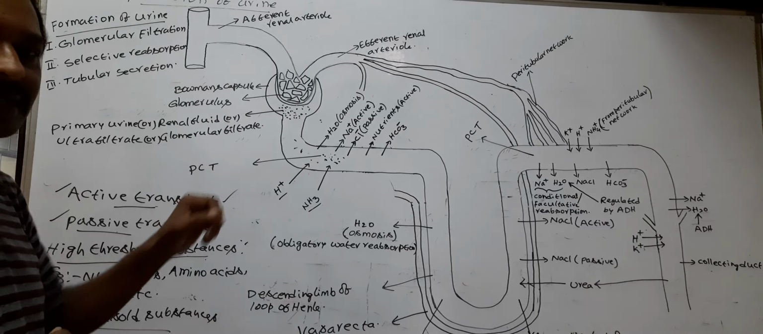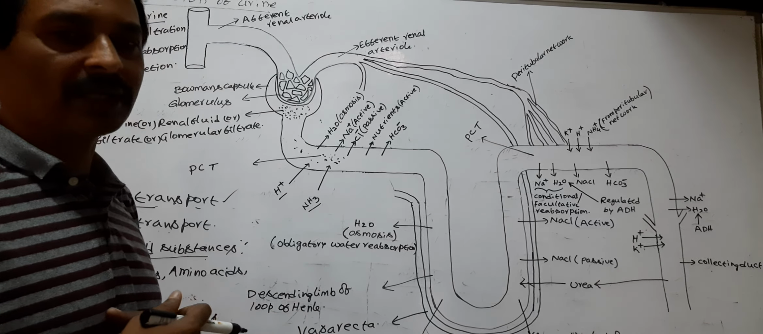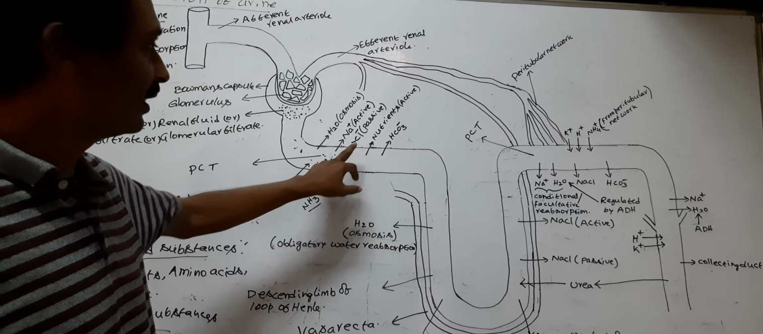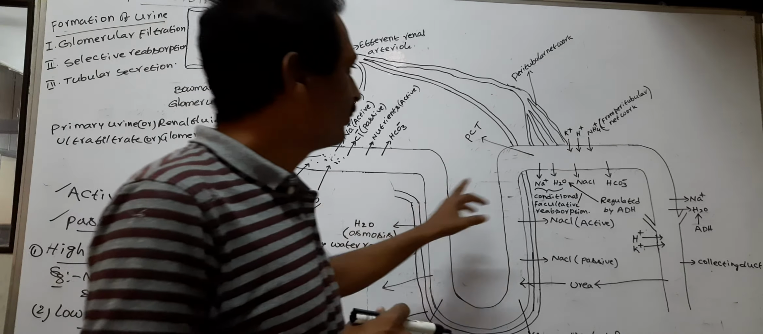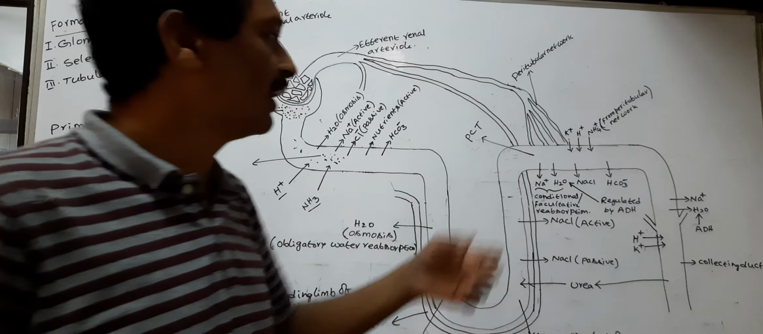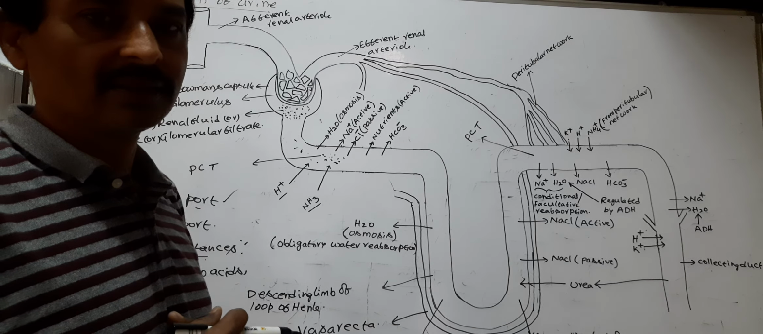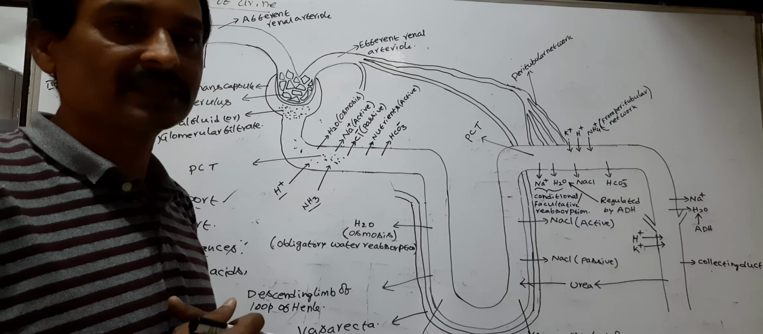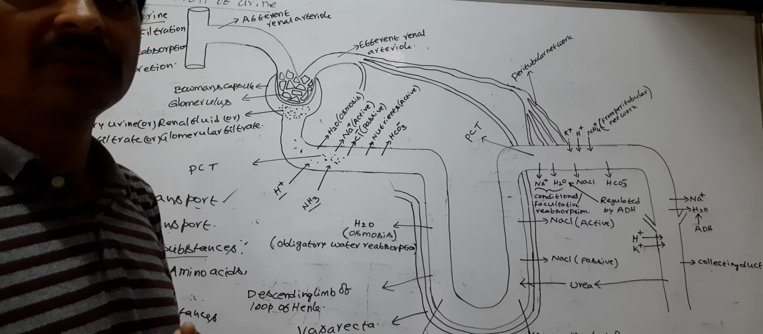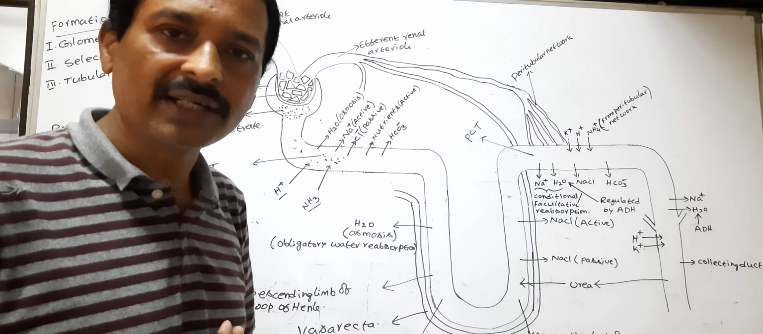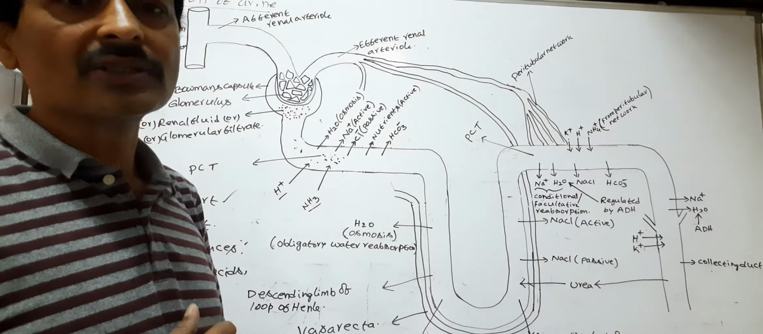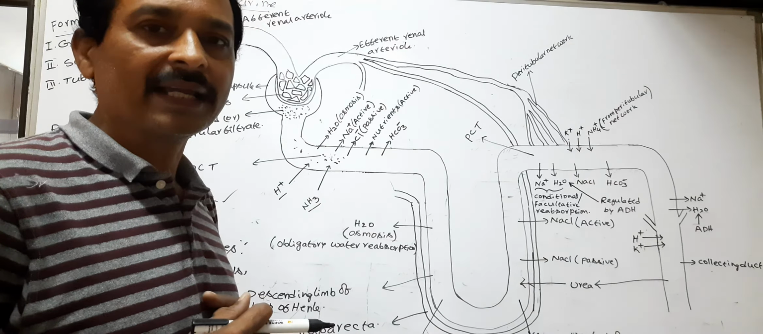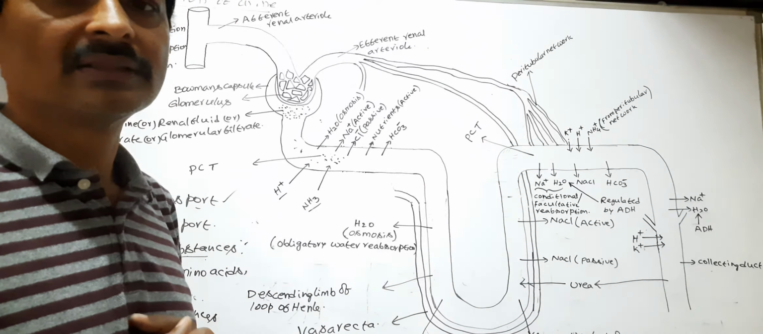Some of the substances are secreted into primary urine from the cells of the wall of the nephron, like hydrogen, ammonium, potassium ions, etc. The secretion of these substances plays an important role in the formation of concentrated urine and also helps in maintenance of ionic and acid-base balance.